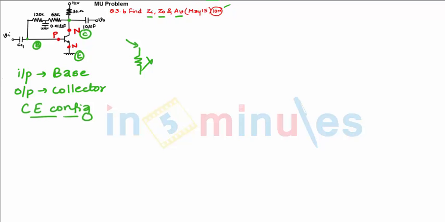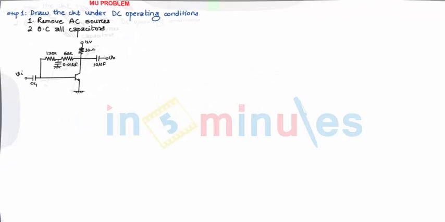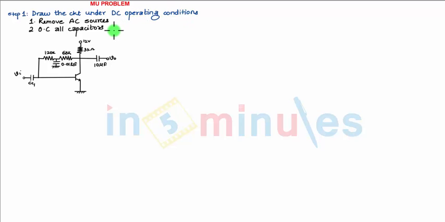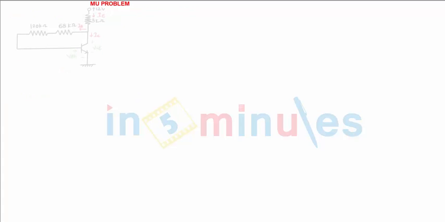Now to start with the analysis, we draw the circuit under DC operating conditions. For that we remove AC sources and open circuit all capacitors. That means when we open circuit this, this part will go out of the circuit, we open circuit this, this part will go, so you are left with the remaining part of the circuit. So the circuit under DC operating condition looks like this.